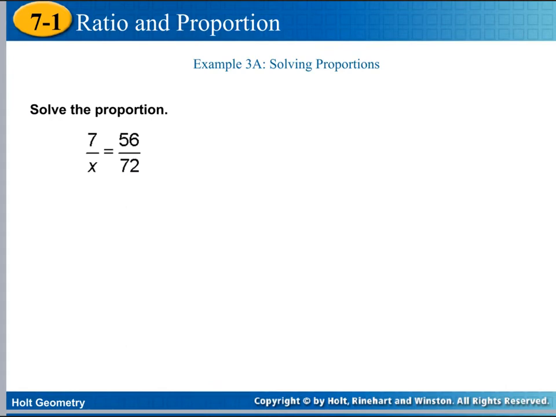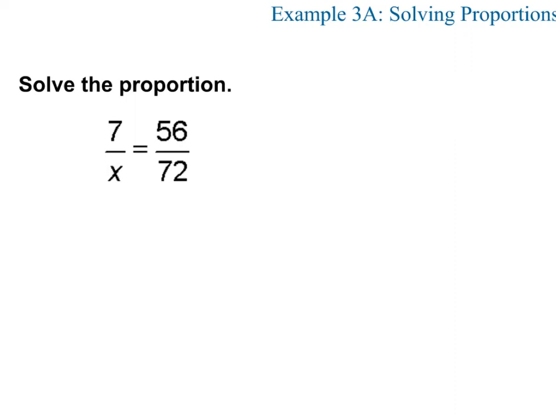So here's an example, and let's use the cross products property to solve it. I'm going to multiply 7 and 12, and that is going to be equal to the product of 56 and x. So we have 7 times 72. Doesn't matter which side of the equal sign I put it on. I'm putting it on the left, but I could also do it on the other side.